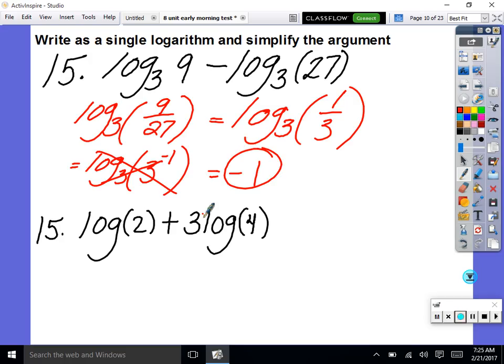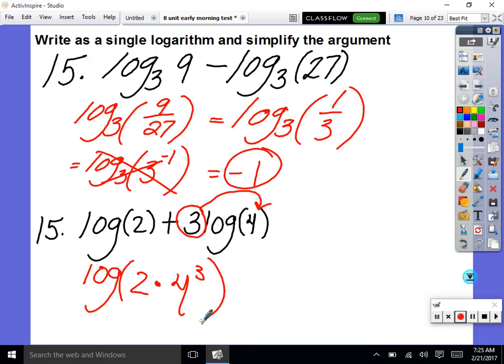That's what I'm seeing people mess up on. This 3 in front is really an exponent. So we have log of 2 times 4 to the 3rd power. So then that's log of, I don't know, 4 to the 3rd power times 2.